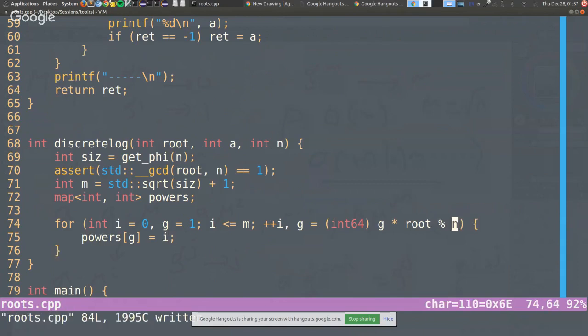Here we go through all the powers of the root. So this g represents the i-th power. And here, as you can see, we keep multiplying g times the root and take it mod n. So here we have all the powers up to the square root.